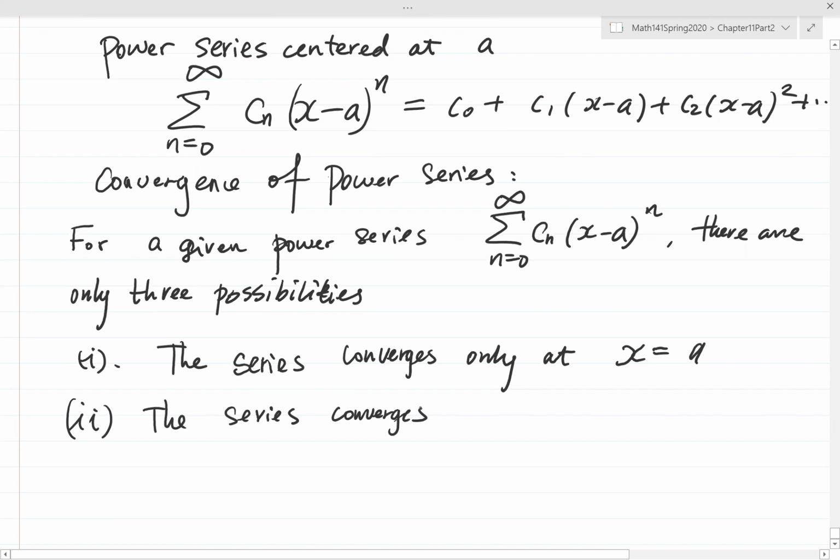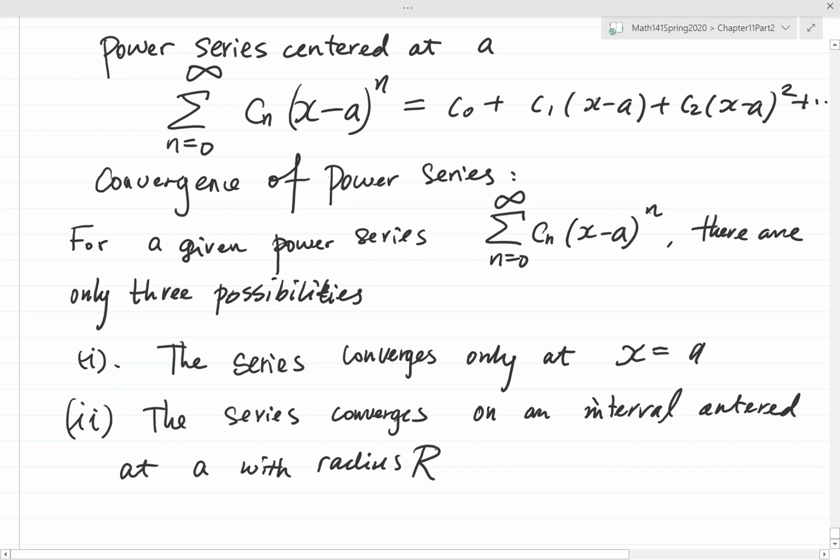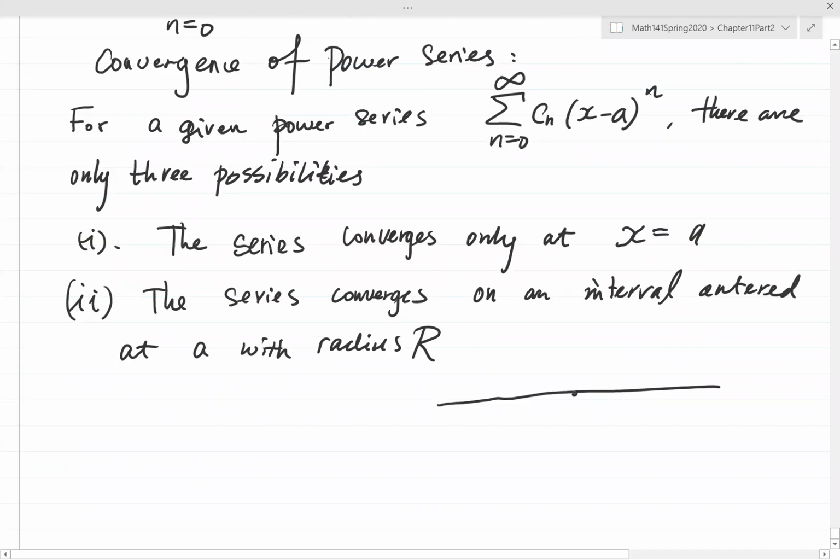Now case 2: the series converges for some radius. It converges on an interval centered at a with radius r, i.e., from a minus r to a plus r. R is called the radius.